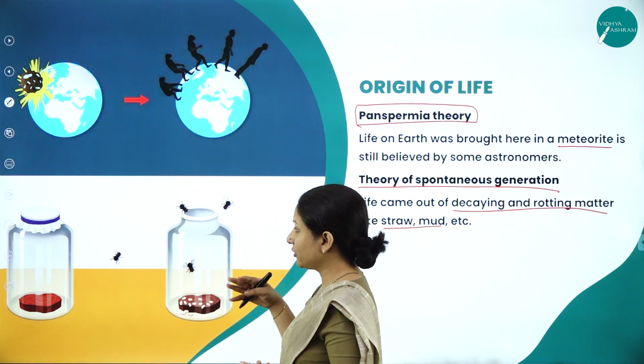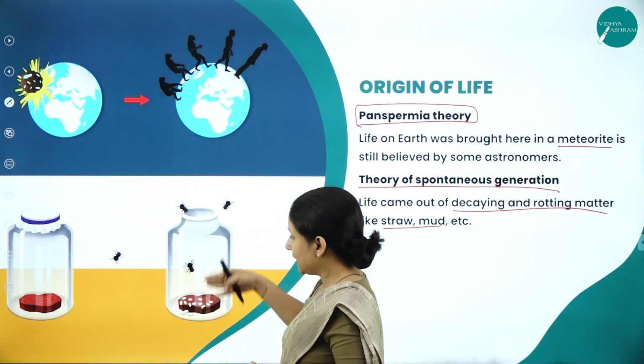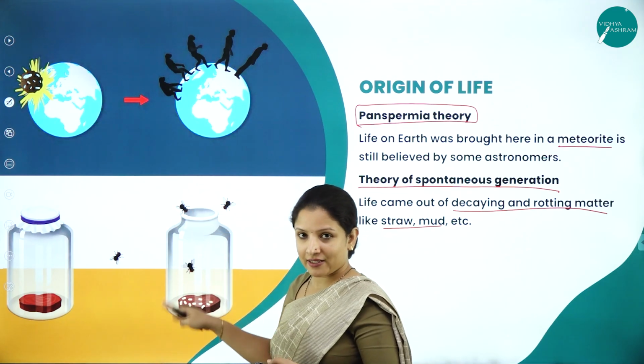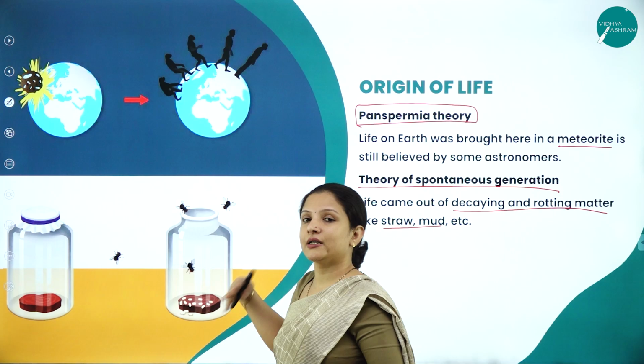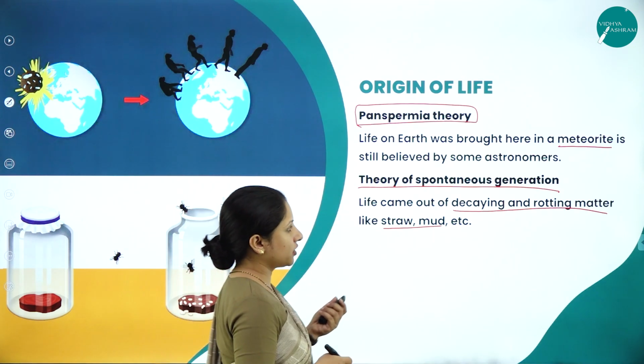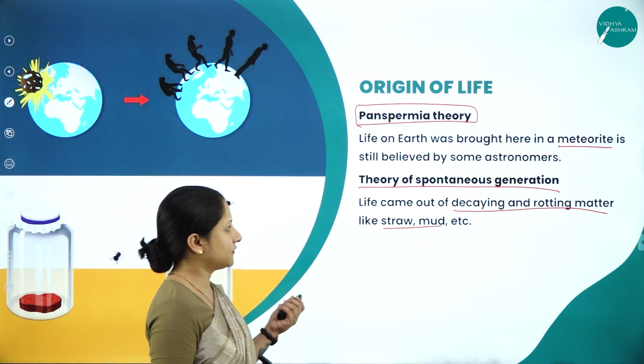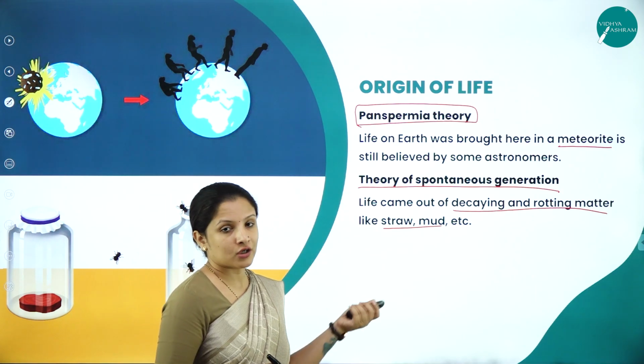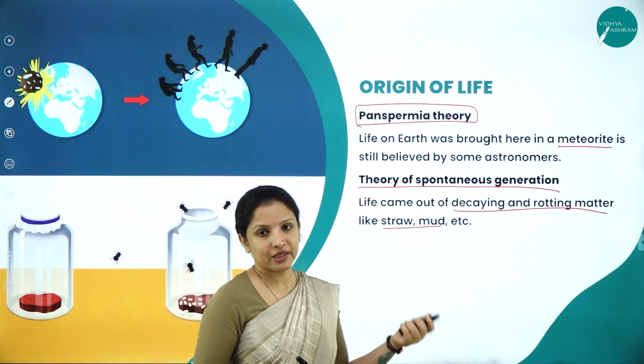But they didn't know that the flies came inside, laid eggs, which hatched into larvae, and then developed into flies. That they didn't know. So therefore, according to the theory of spontaneous generation, those scientists believed that life came out of decaying and rotting matter like straw, mud, meat, etc.